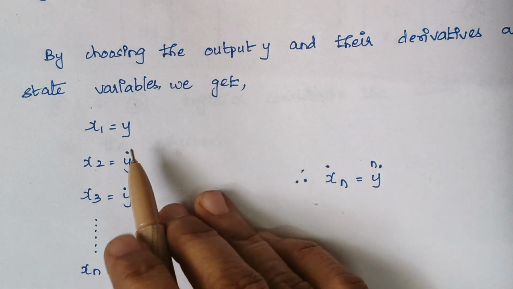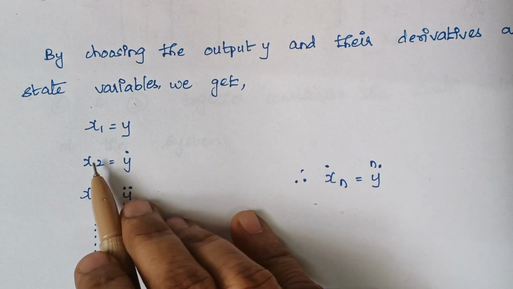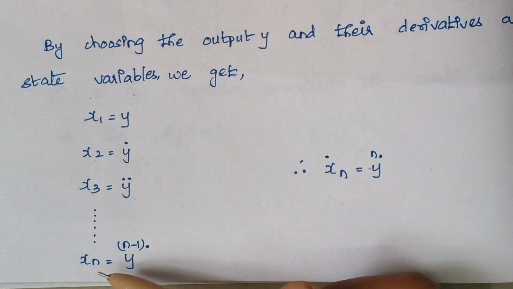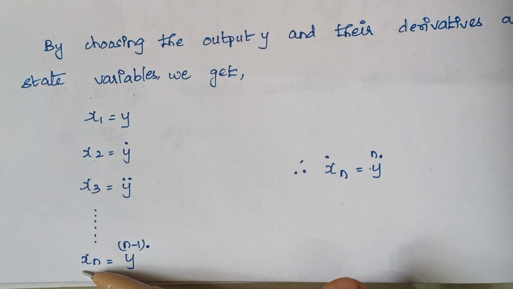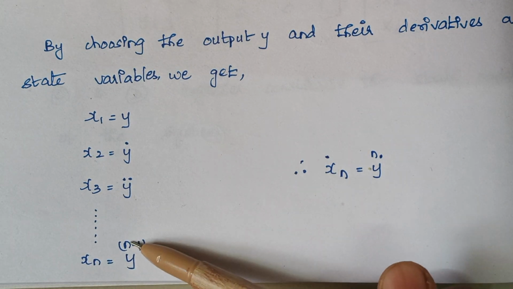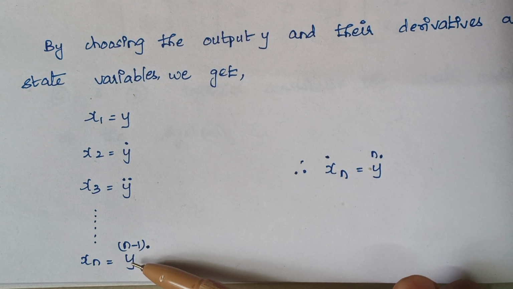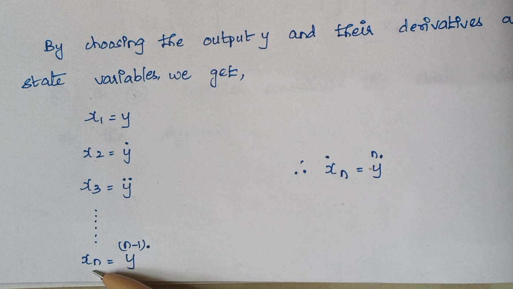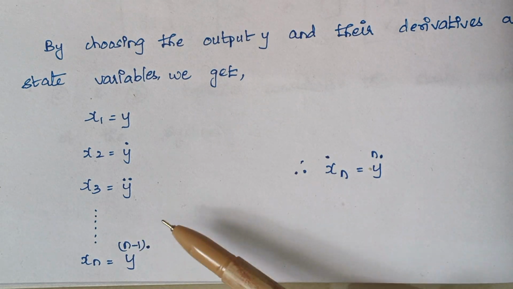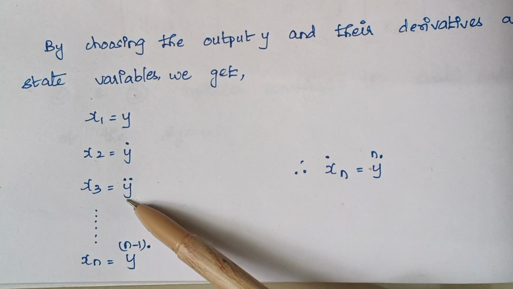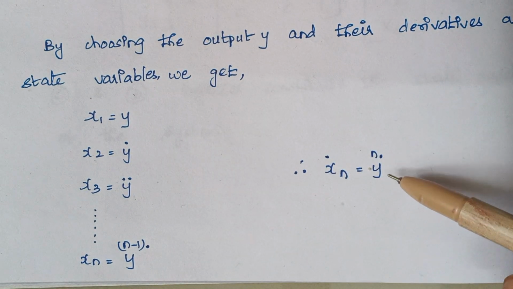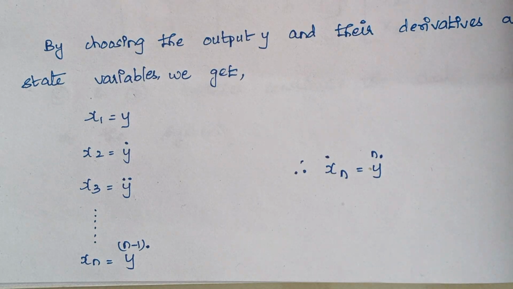So here you see y is x1, when you differentiate y that is x2, when you differentiate twice that is x3, and so simply we are writing xn as y to the power n minus 1 dot, that is, how many times y is differentiated is indicated here. For example, if n is 3, then x3 is y to the power n minus 1, 3 minus 1 is 2, so 2 dot, right? So finally xn dot is equal to y to the power n dot, right?